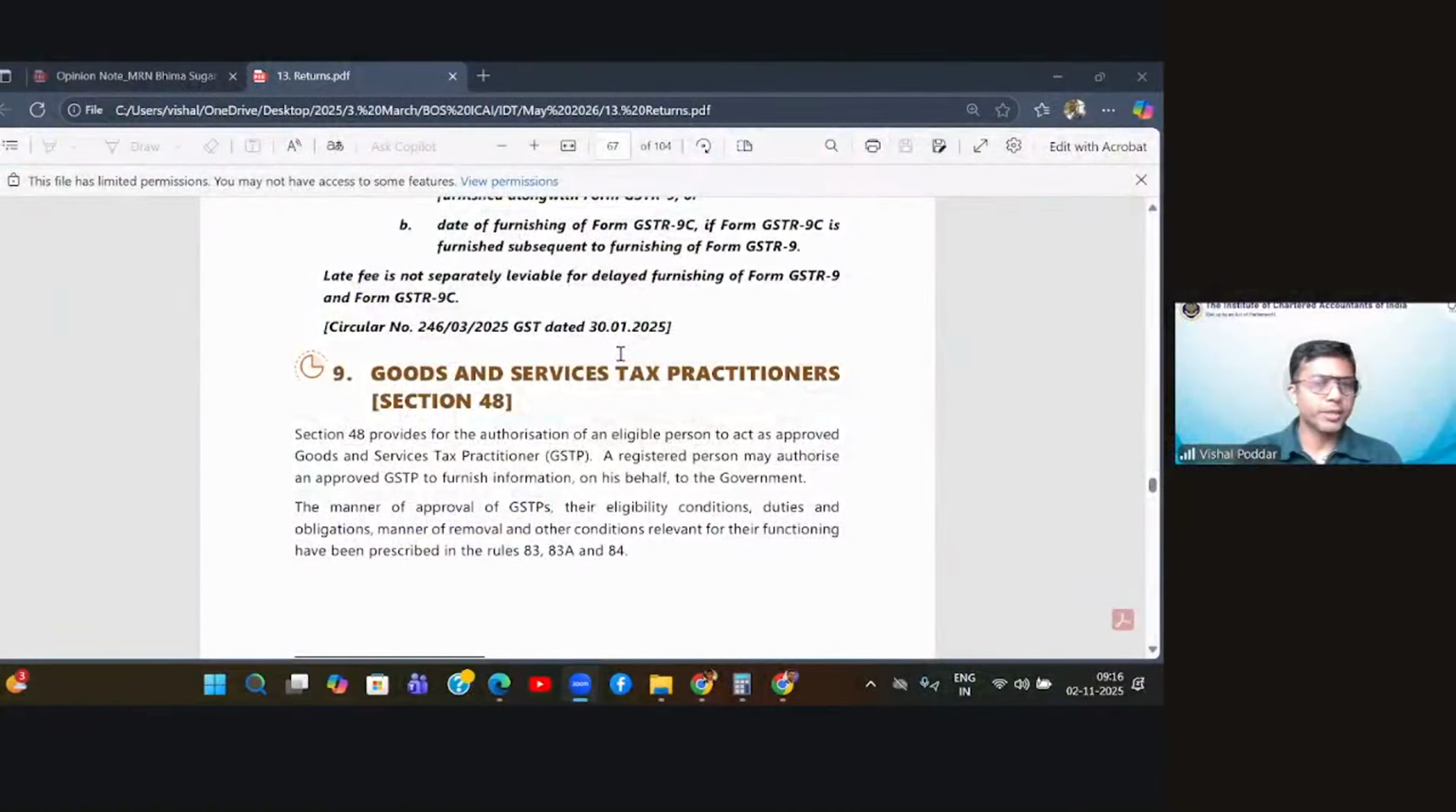In this next part, which is GSTP. GSTP is Goods and Service Tax Practitioners. Now, when the GST law started, understand what is the relevance of this.